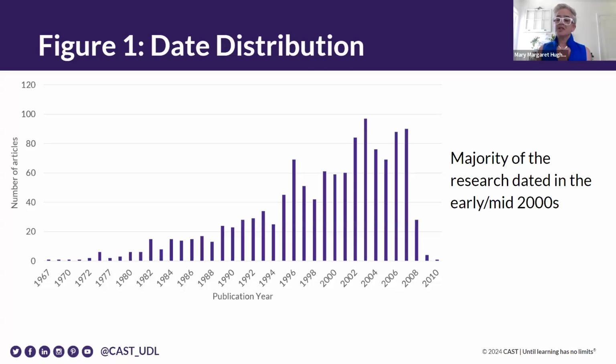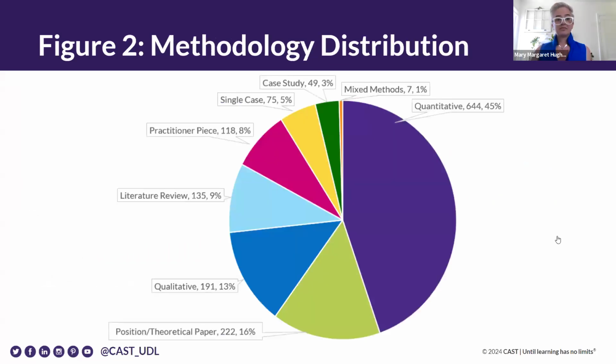So most of the research you can see is from the early aughts, which makes most of it 20 or so years old. So this data alone points to the need to update the research. So here we're looking at methodology, research design.